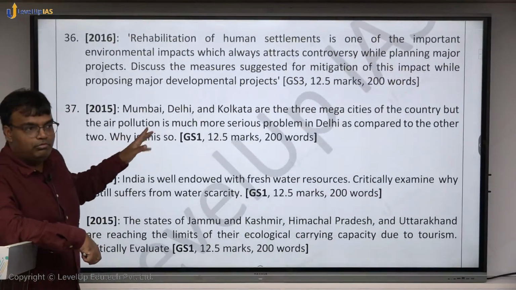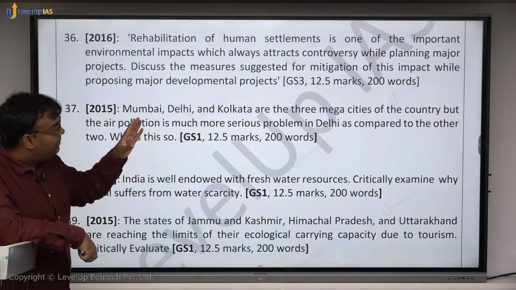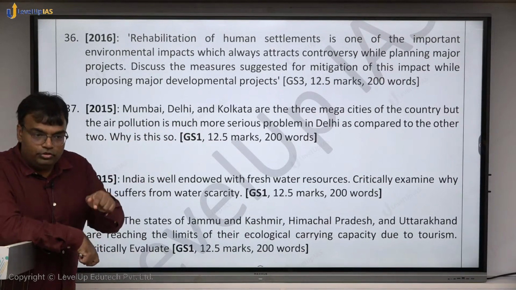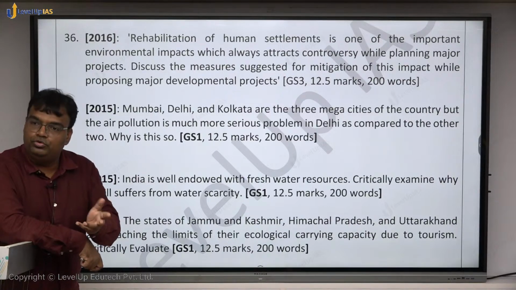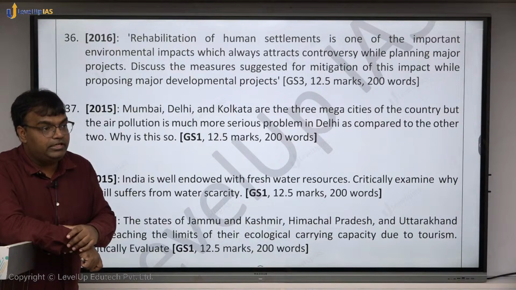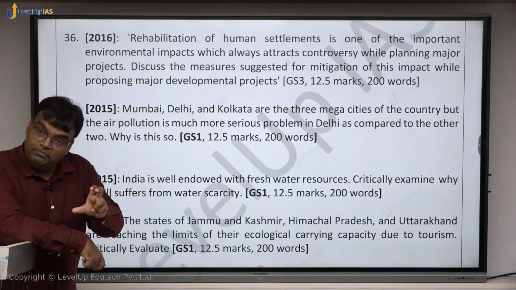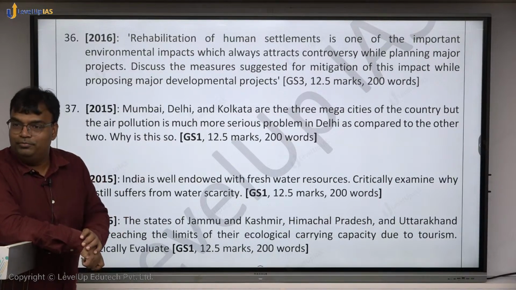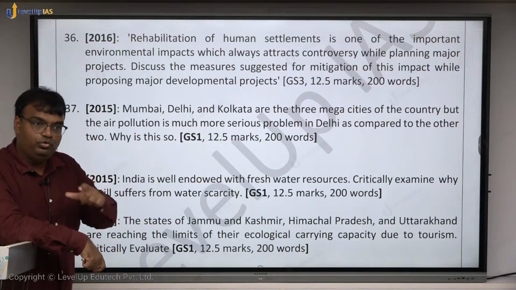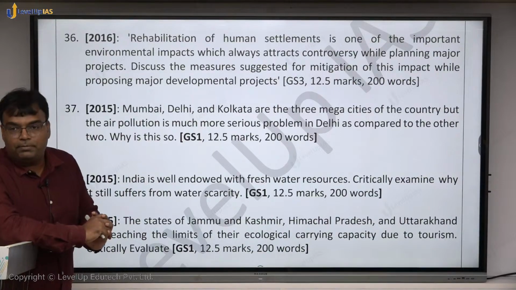Then air pollution. Mumbai, Delhi, Kolkata are the 3 mega cities of the country, but the air pollution is much more serious problem in Delhi. Today you will see that हम Delhi के air pollution को specially अलग से पढ़ रहे हैं. There's a statutory body which has been recently created, CAQM, specifically for Delhi air pollution. We are studying that body, where we have made a question on that body also. Stubble burning पे हम एक special question बना रहे हैं। तो Delhi pollution, उसके around 2-3 topics हम कर रहे हैं, because this is Delhi is the most polluted capital city in the world.